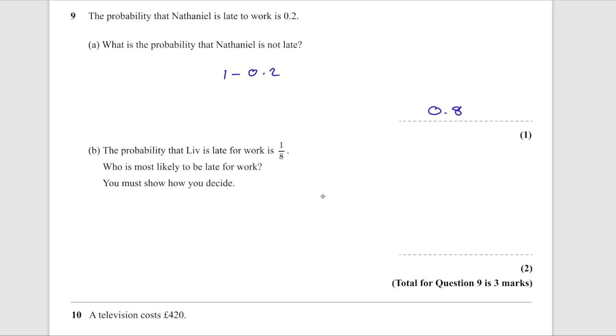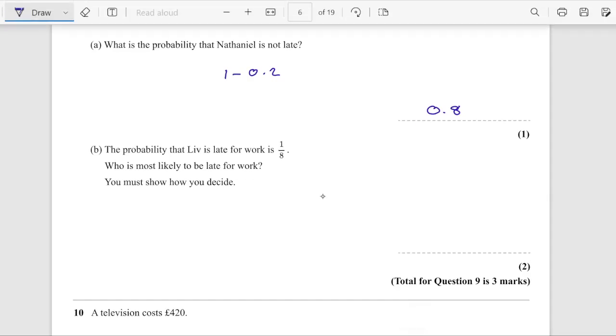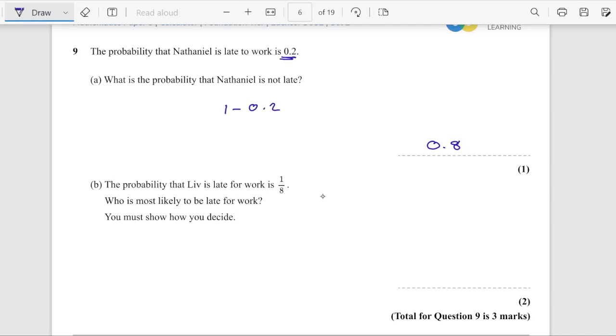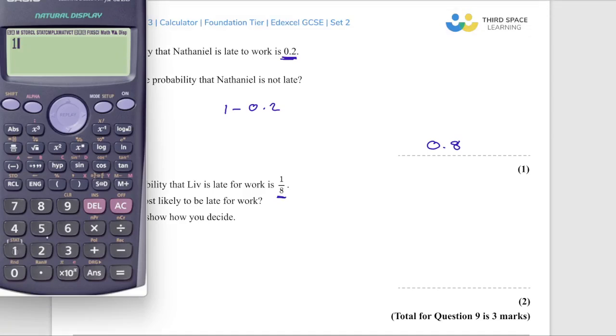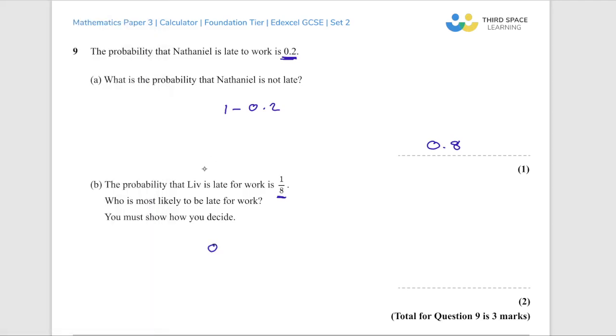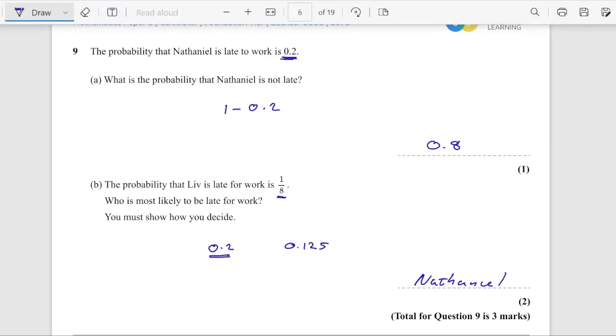We've already got the probability that Nathaniel is late to work is 0.2. What we need is to have this as a decimal, and as we're on a calculator paper, it makes sense just to use our calculator. 1 divided by 8. Sure, you're able to do it without a calculator, but to make it nice and quick, we've got 0.2 versus 0.125. Who is most likely to be late for work? So Nathaniel. I'm going to say 0.2 is greater than 0.125.